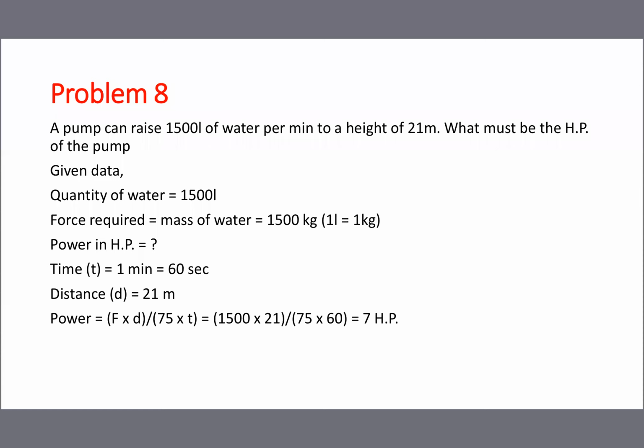So force data given. Time 1 minute given. 1 minute is very, very little time, 60 seconds. You must convert into seconds. The distance the water travels is 21 meters. Substitute in the formula FD by 75 T: F value 1500, D value 21, and T value 60. So a 7 HP motor is required. In a house, a 7 HP motor is not possible. You can increase the time instead of 1 minute. If you go for 10 minutes, only 0.7 HP is needed.